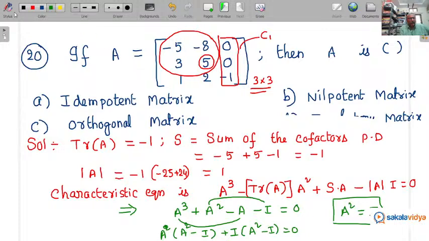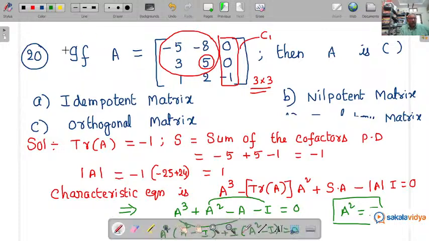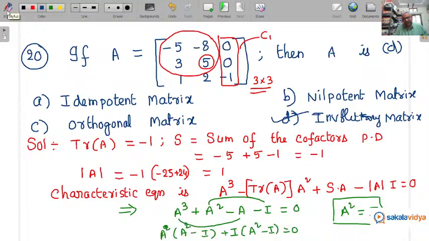If A square is equal to I, then A is called an involutory matrix. Involutory matrix. So D is the right option. Yes. Okay. Just go through it.